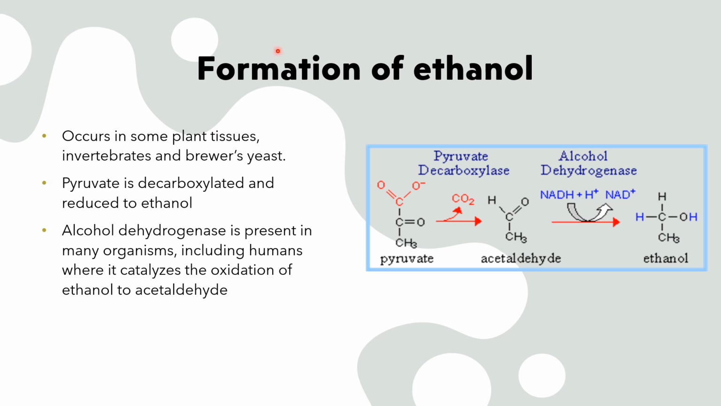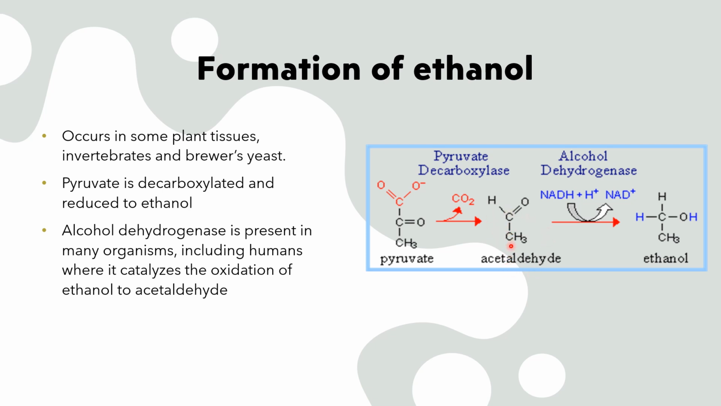The next phase of pyruvate is formation of ethanol. As we've mentioned, it occurs in some plant tissues, in invertebrates, and in the yeast, which is commercially used to form alcohol. This is a two-step reaction where first pyruvate is decarboxylated by the pyruvate decarboxylase enzyme. In decarboxylation, we lose one carbon, carbon dioxide is lost, and we end up with a two-carbon compound of acetaldehyde, as you can see here.